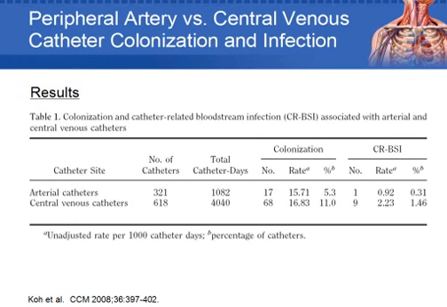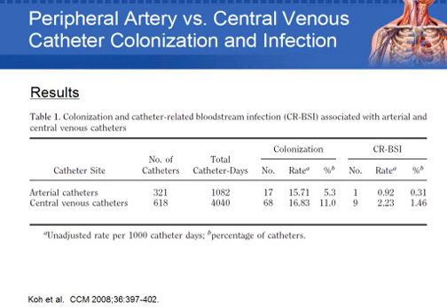On this slide, they looked at arterial catheter colonization rate, central venous catheter colonization rate, and then catheter-related bloodstream infection, or CRBSI. As you can see under colonization, the rate for arterial catheters was 15.71 per 1,000 catheter days, compared to 16.83 for central venous catheters. This difference was not statistically significant. So the risk of colonization of the arterial catheters was identical to the risk of colonization of the central venous catheters.